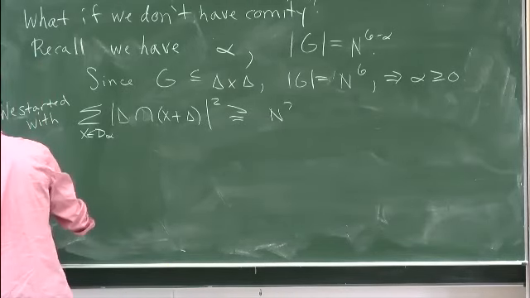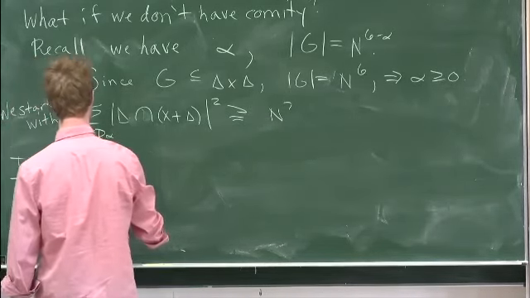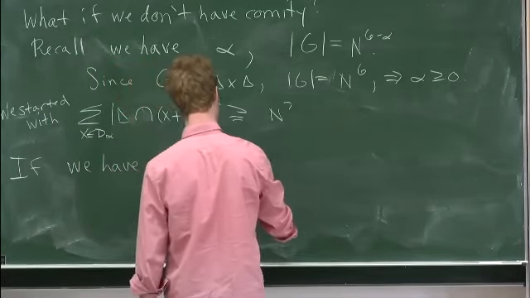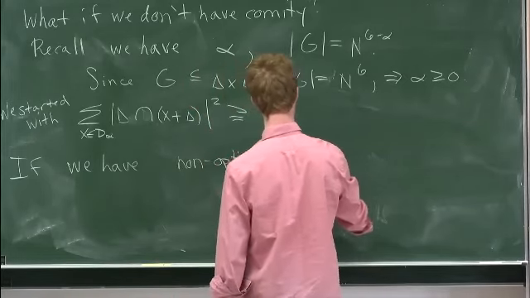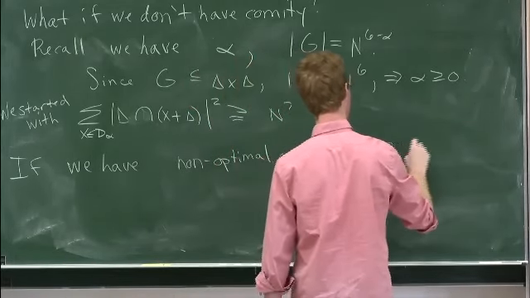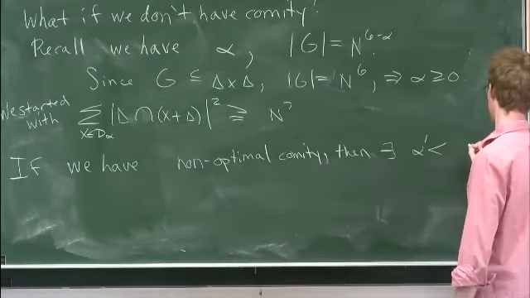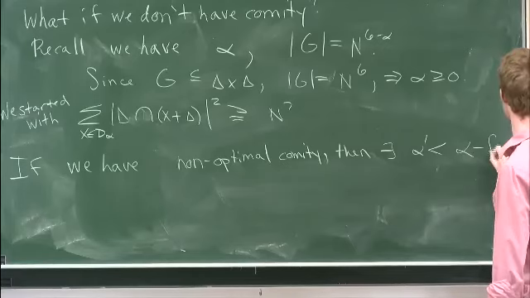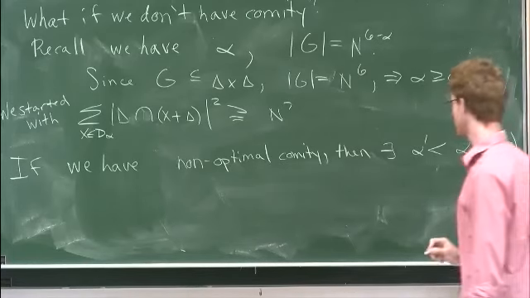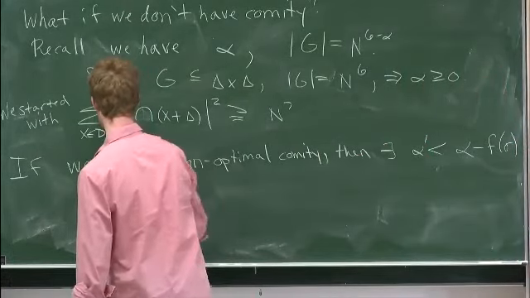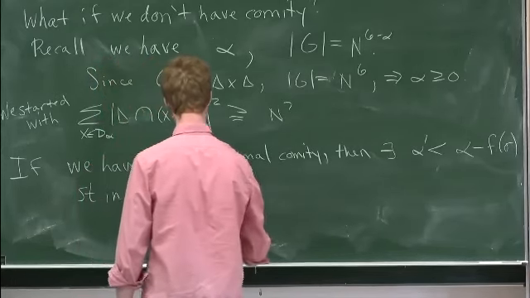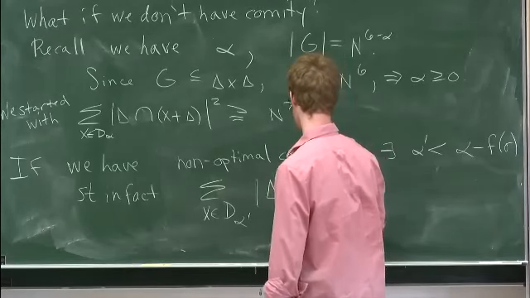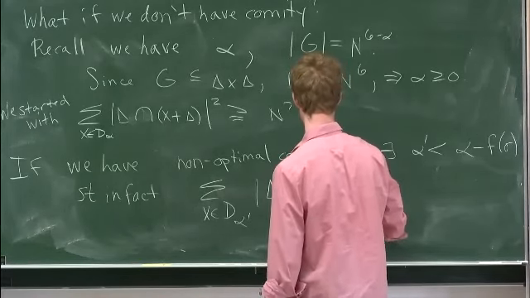So if we have non-optimal comedy, then there exists some alpha prime, which is noticeably less than alpha, say less than some function of the smoothing parameter sigma, such that in fact we could have summed over x in this different set of alpha prime and still obtained all of this energy. So we should have started at a different place.